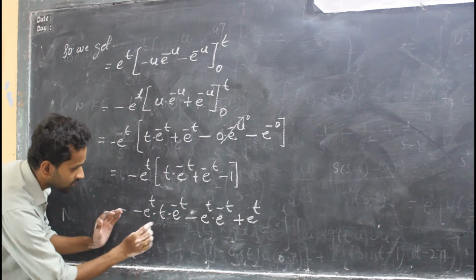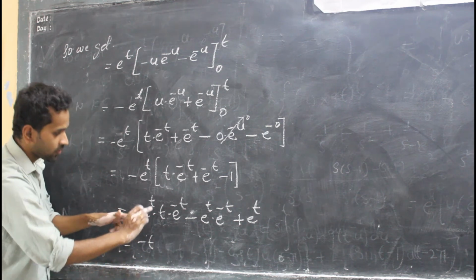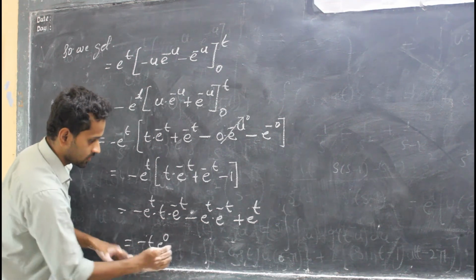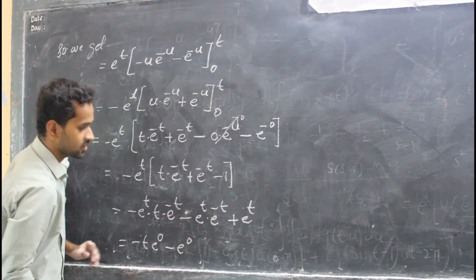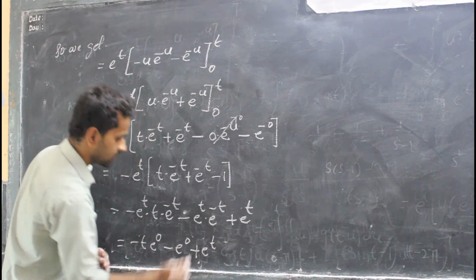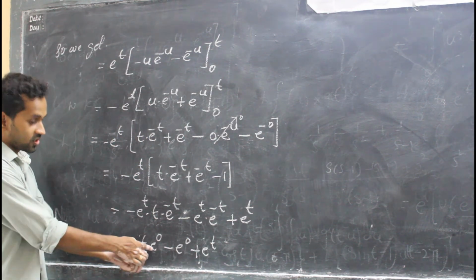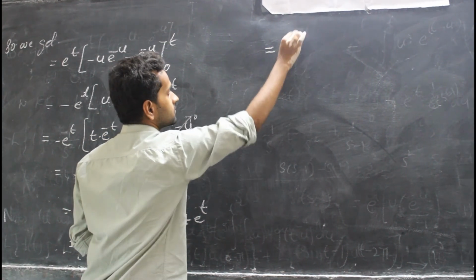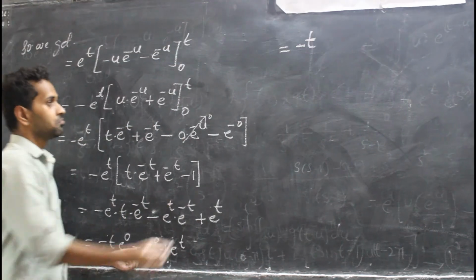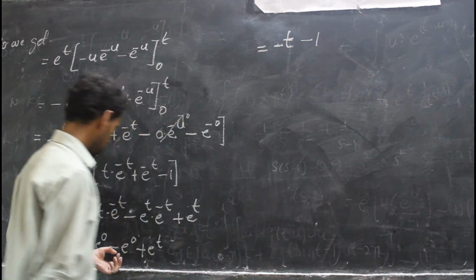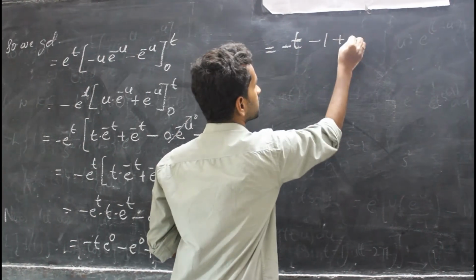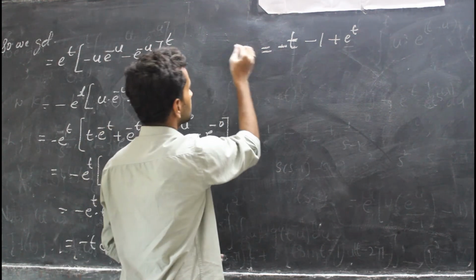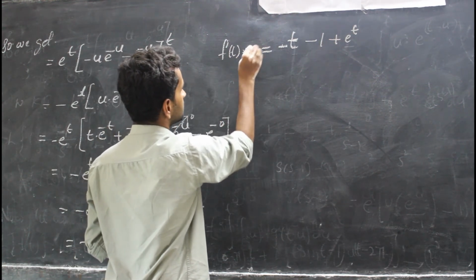Now here look at it: e to the power of t into e to the power of minus t becomes e to the power of 0. So e to the power of 0 minus this also e to the power of 0 plus e to the power of t. Now minus t into e to the power of 0, and e to the power of 0 is 1. So this becomes minus t minus 1 plus e to the power of t, which will be my solution. So now this is what f of t star g of t is.